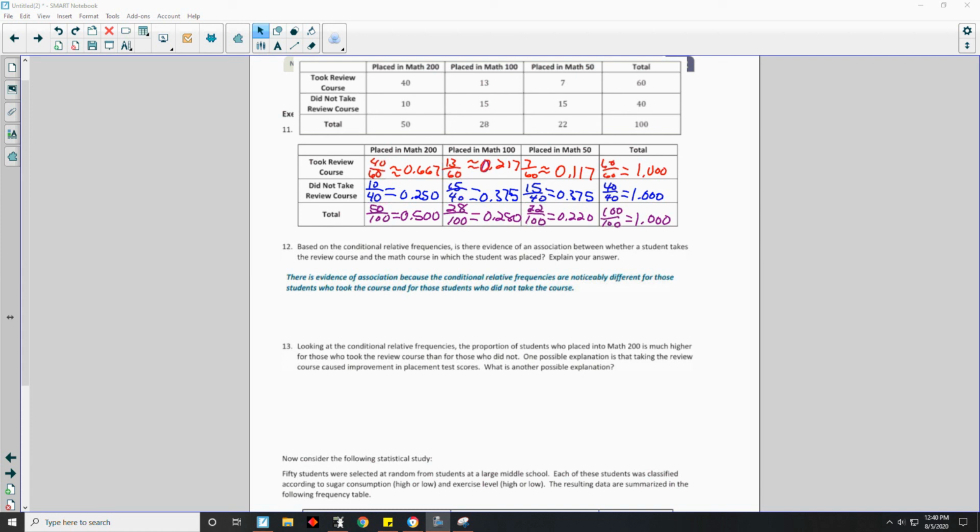Number 13 says, looking at the conditional relative frequencies, the proportion of students who placed into Math 200 is much higher for those who took the review course than those who did not. One possible explanation is that taking the review course caused improvement in placement test scores. What's another possible explanation? Okay, this is kind of an open-ended question, but one possible answer is that students who took the review course are more interested in mathematics or were already better prepared in mathematics and therefore perform better on the mathematics placement test.